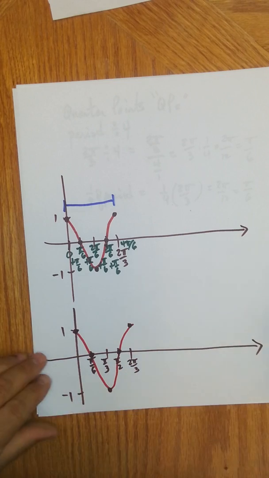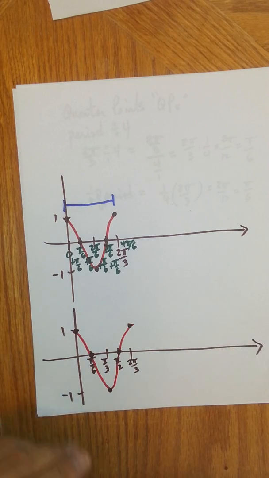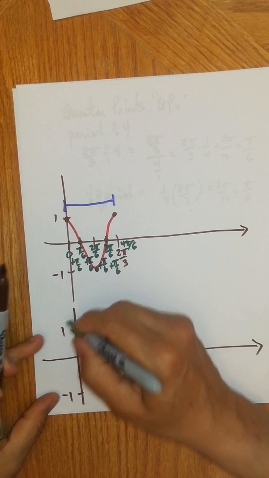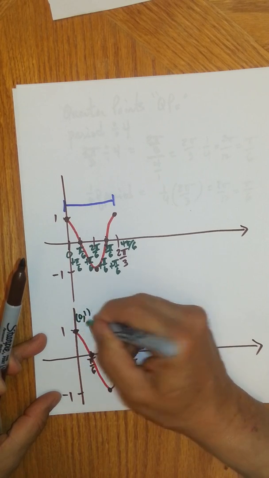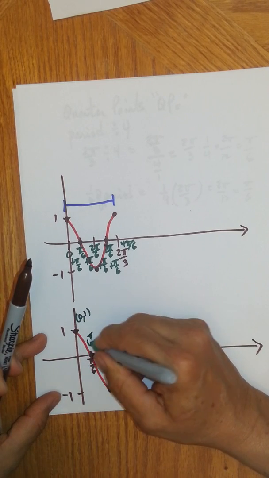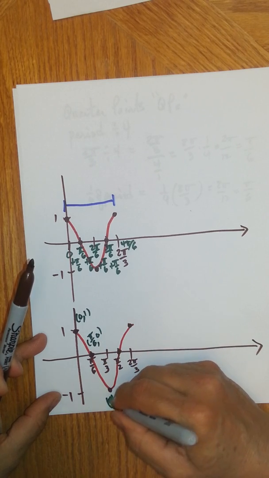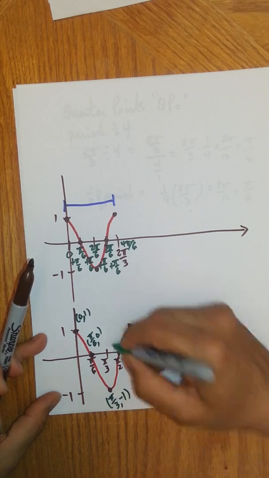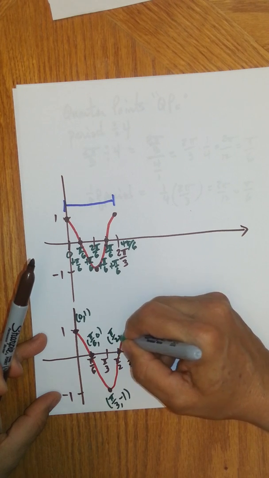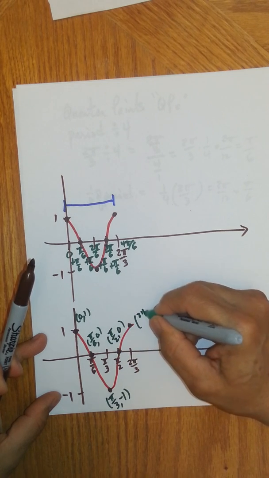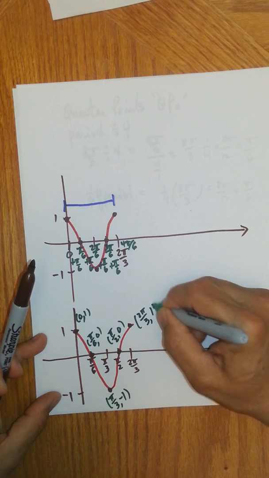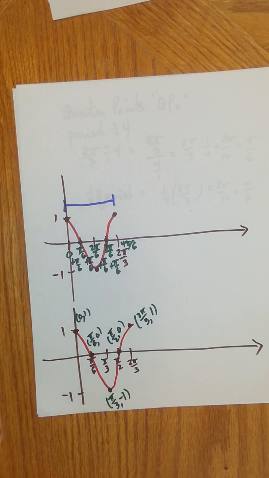I would label my points here, and do that with a different color. I'd say this is (0, 1). This is (π/6, 0). This is (π/3, -1). This is (π/2, 0). And finally, (2π/3, 1). Okay. So that's one full wave labeled.